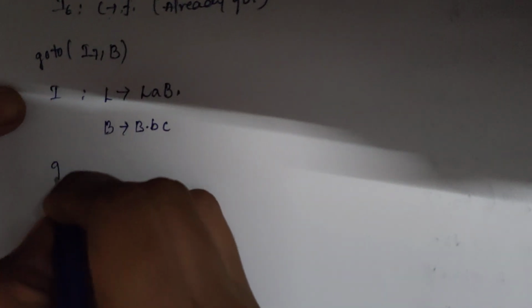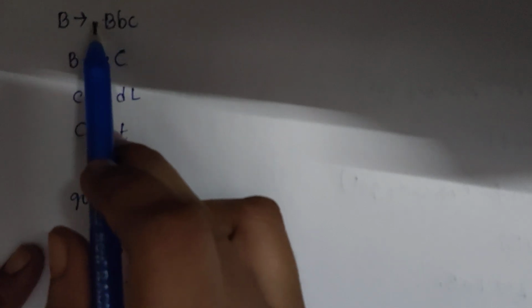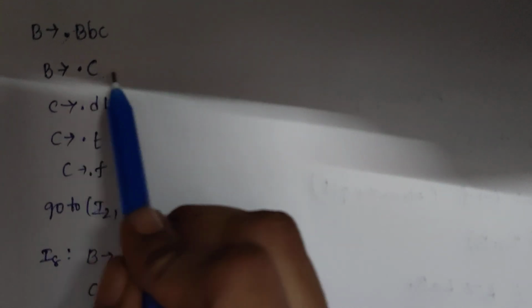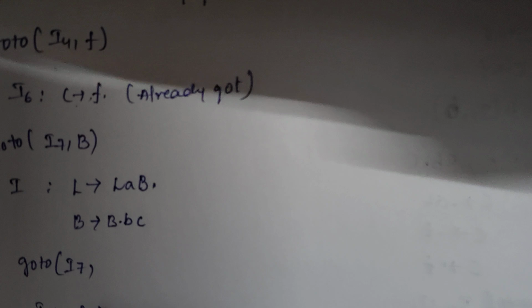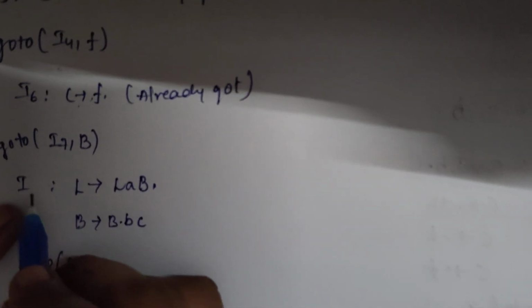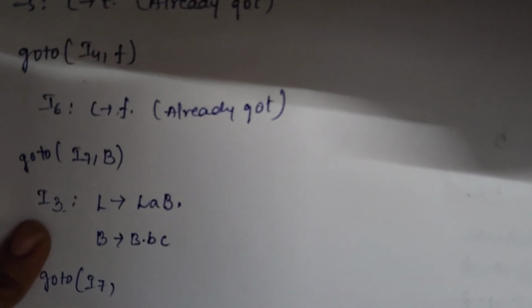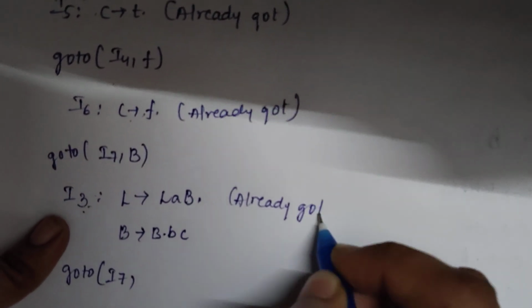Okay. Next, go to I7. This is the I7, right? So we are done with B. Now C. See, where do we have it on the right side? Do we have any other except this? No, right? So this dot will be shifted here. So B produces C dot. For this we already got it in the third state. So go and check the third state. Already got.